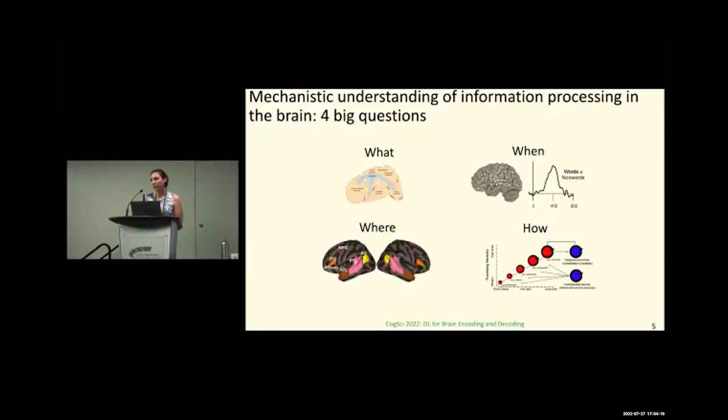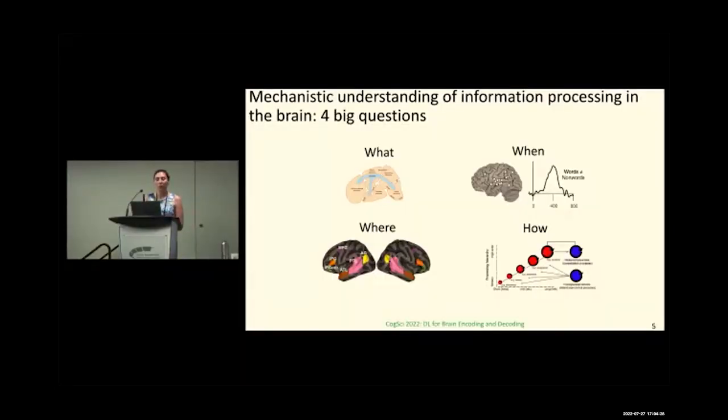In general, in cognitive science, we want to reach some kind of mechanistic understanding of how information is processed in the brain. And in order to do that, there are really four big questions that we need to answer about what information is processed where and when in the brain, and how this information is aggregated together. So encoding models can help with some of these questions, and we'll see in this part of the tutorial some examples of using encoding models to answer especially the what, when, and where questions.